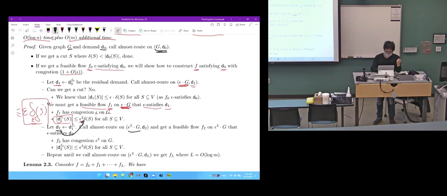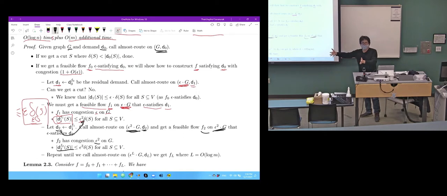We can look at this graph scaled down by epsilon square and try to route this demand. You get F2 on this scaled down graph, and so on. F2 will have congestion epsilon square on the original graph, and you get another residual demand at the next level, and so on. Suppose I just repeat this for L levels, where L is log n.